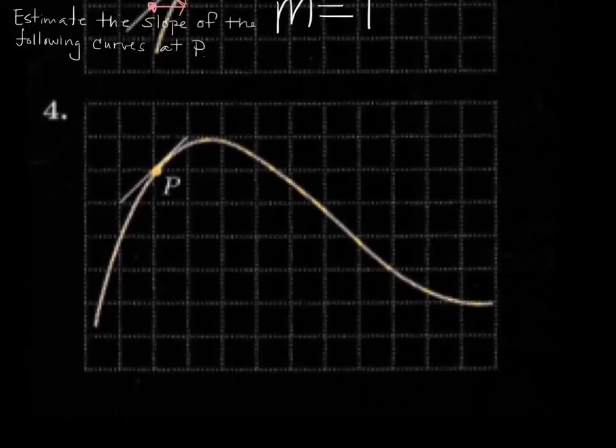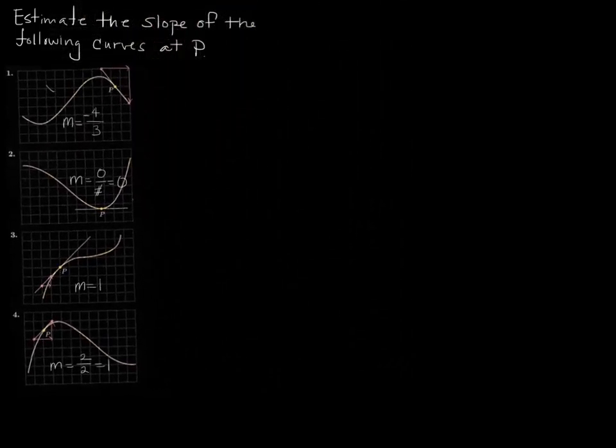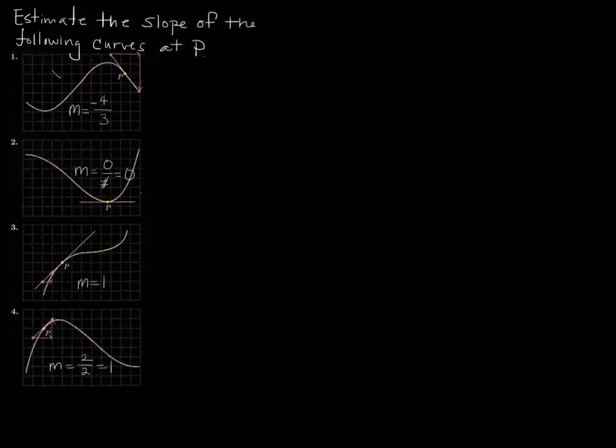Once again, choose any 2 points. I'm going to go ahead and choose the endpoints of the segment here and compute the rise over the run. Here's the run. Here's the rise. So our slope will be 2 for the rise over 2 for the run, which equals 1. And that takes us through question 4. All right, let's move on.